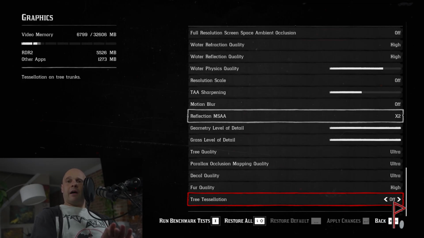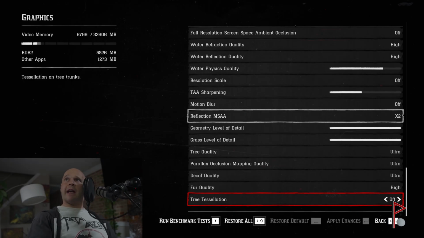MLAA uses similar logic but applies it to shapes. It stands for morphological anti-aliasing, MLAA. So it analyzes shapes, the morphologies of pixel patterns after the rendering, and applies smoothing where it recognizes jagged structures.